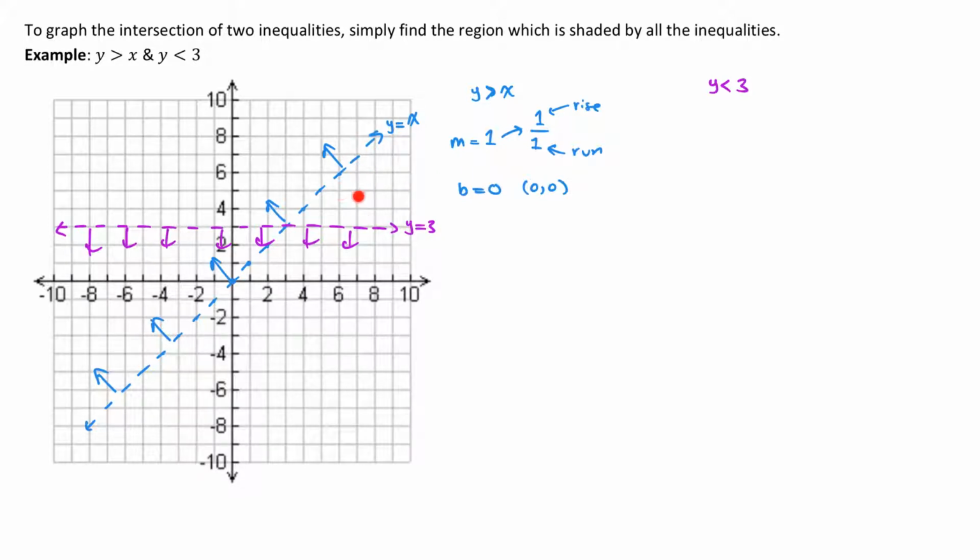This region over here is not shaded by the purple or the blue. This region over here is shaded by the blue, but not the purple. But this region over here is shaded both by the purple and the blue. So to find the proper region, I will need to shade this one, indicating the proper solution. So if you are looking for the intersection, then use arrows to indicate which direction things are, and then shade the proper region.